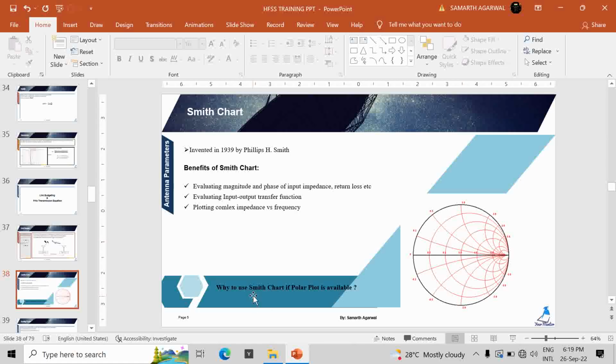So why do we use the Smith chart if a polar plot is already available? This can be one of your homework questions. If you are not getting it, then I will tell you in my next lecture.